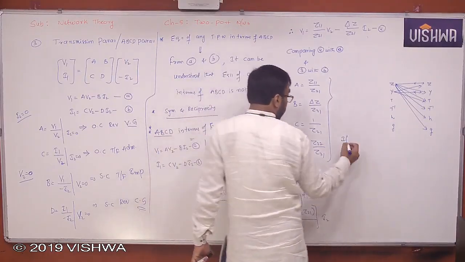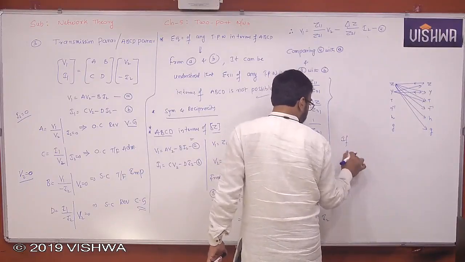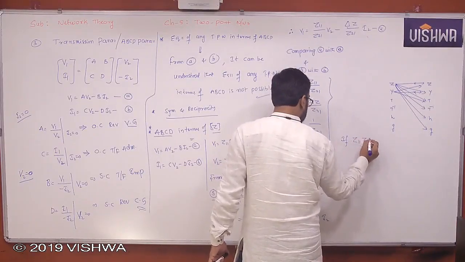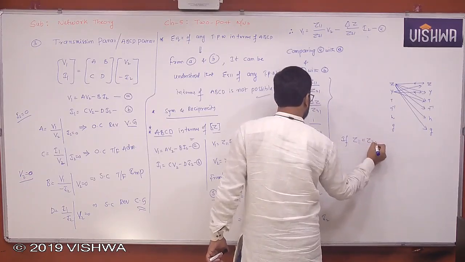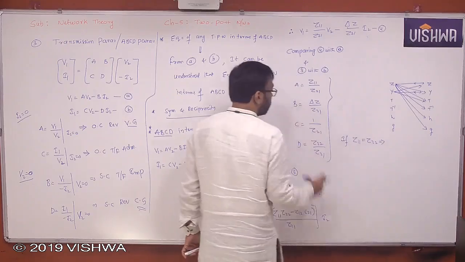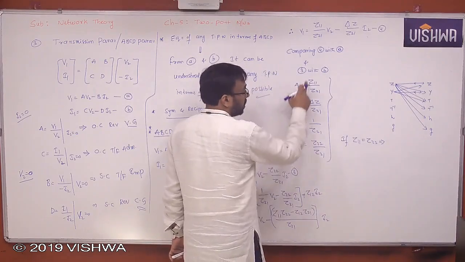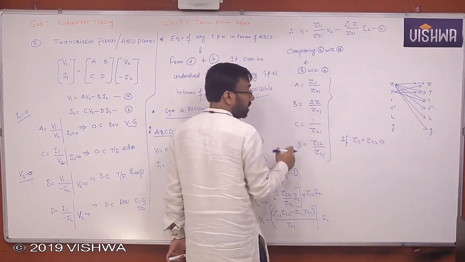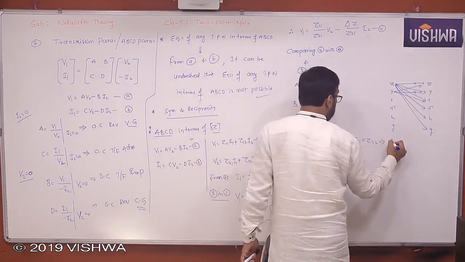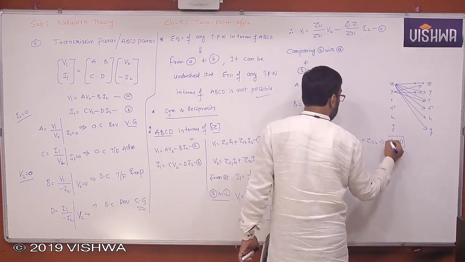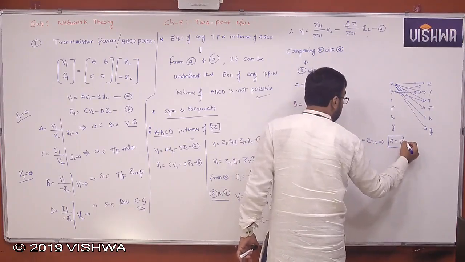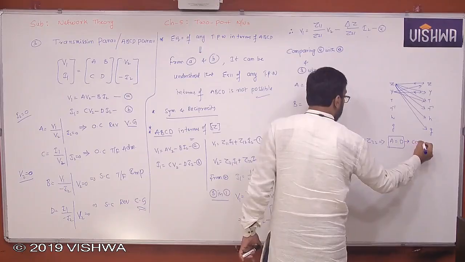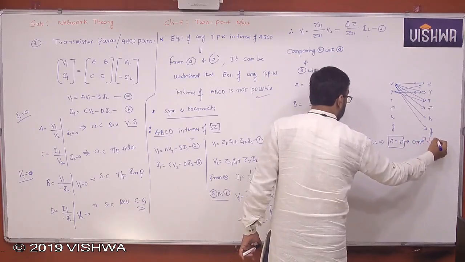Well, now if Z11 is equal to Z22, it is clearly visible from this that I get A is equal to D. So therefore A is equal to D, because this is the condition for symmetry. This is also the condition for symmetry. Therefore it is the condition for symmetry in terms of ABCD.